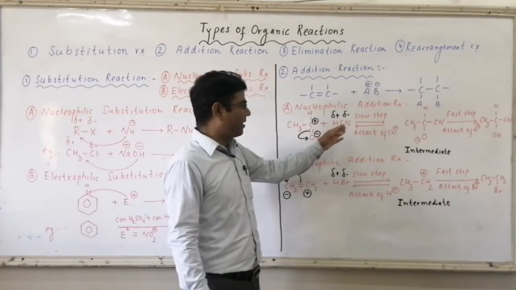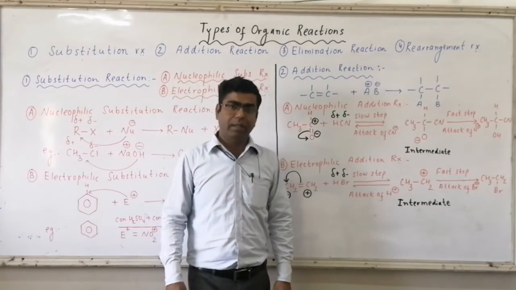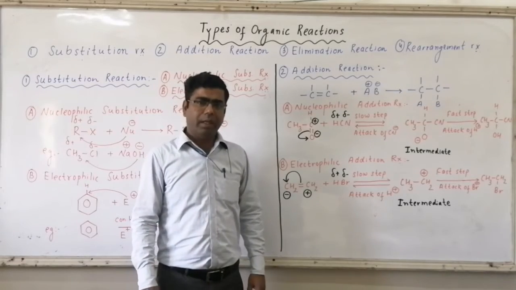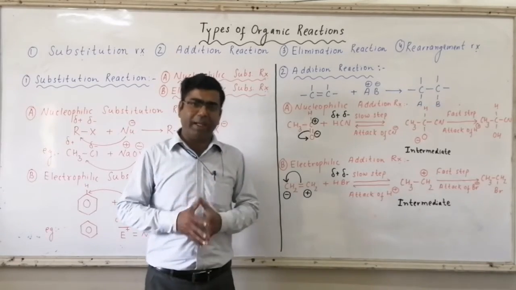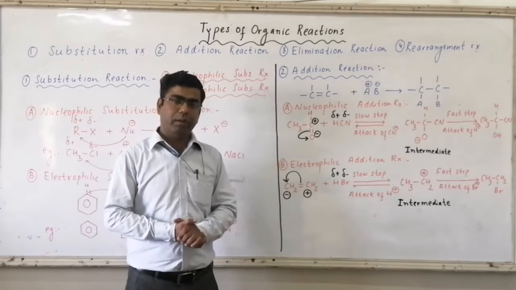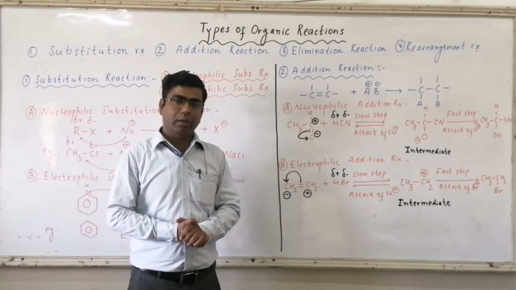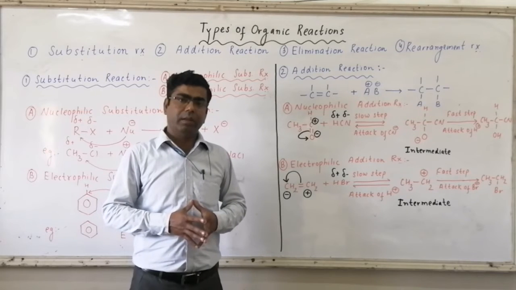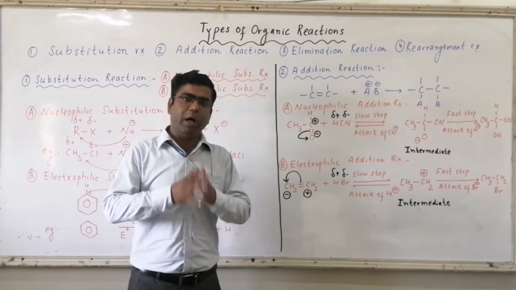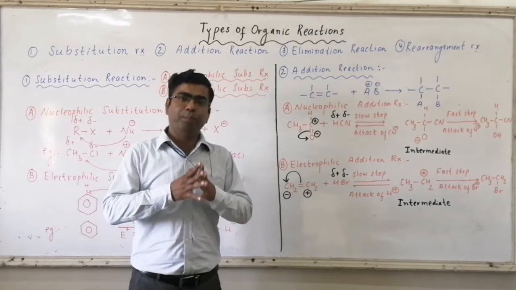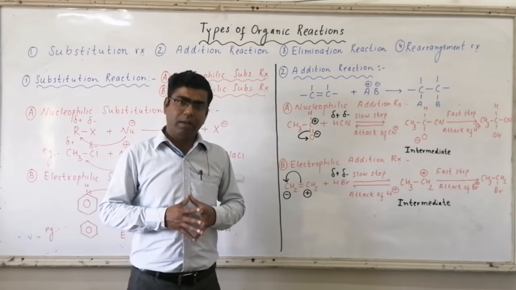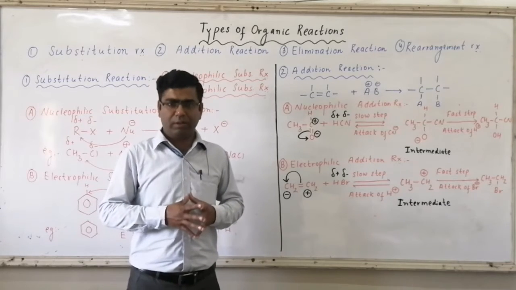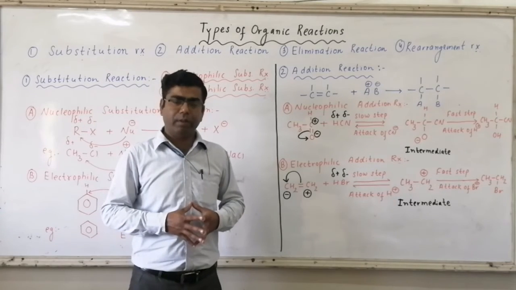H has delta plus, CN has delta minus. In presence of this attacking reagent, the electromeric effect will be operated in this molecule. And you know the meaning of the electromeric effect: complete shifting of pi bonds, complete transfer of pi bond electrons towards one of the atoms.